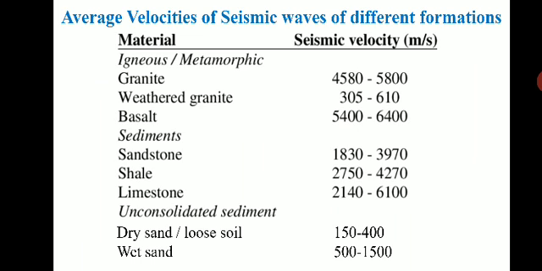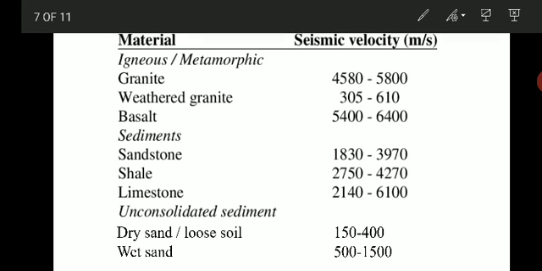So these are the average velocities of seismic waves for different formations. For igneous and metamorphic rocks like granite, it is 4580 to 5800 meters per second. For weathered granite it is 305 to 610. For basalt it is 5400 to 6400. For the sediments, that is sandstone, it is 1800 to 3970 meters per second. So these are the different velocities for different formations.